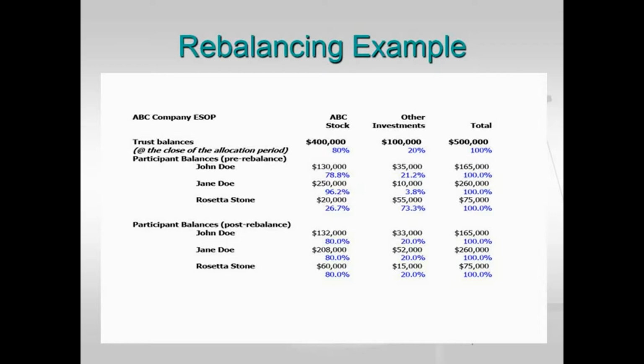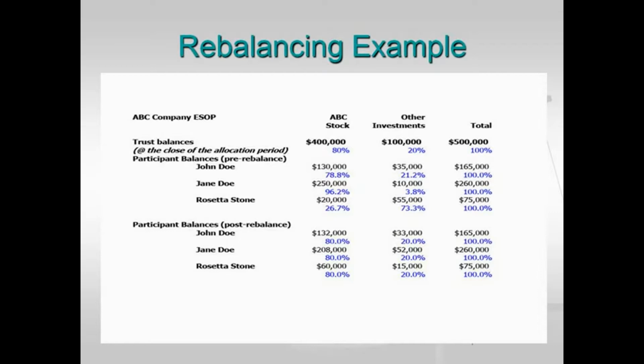And what we have on the next slide, for those of you who haven't been involved with rebalancing, is a little example of how rebalancing works. Okay, in column A we have the employer stock, and in the second column we have the other investments, and the third column is the total account balances. So at the close of the period, there's $400,000 in stock, $100,000 in cash or other investments, for a total of $500,000. And on a plan overall basis, that split is 80%, 20% stock to cash.